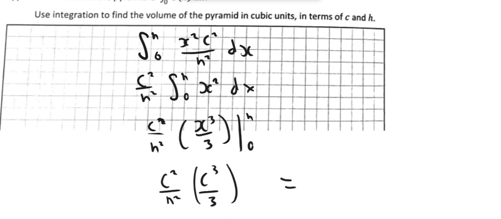Oh no, I put the wrong thing in, didn't I? I put a C in instead of an H. So it should be H there. That looks better. So we get just an h on top. Should be an h there, looks like an n. We still have c squared, and we still have 3. So use integration to find the volume of the pyramid in cubic units in terms of both c and h. So I think that's all we have to do.